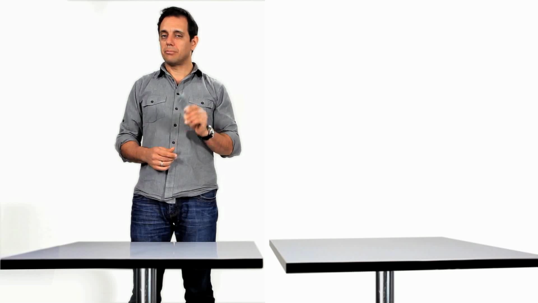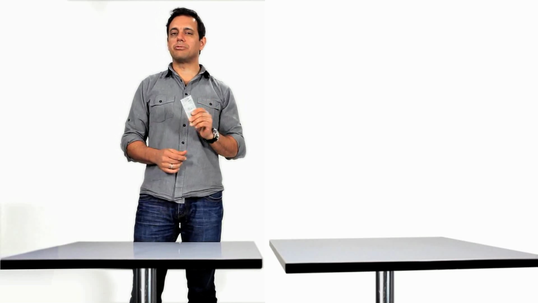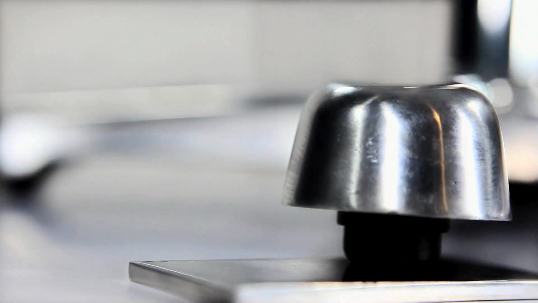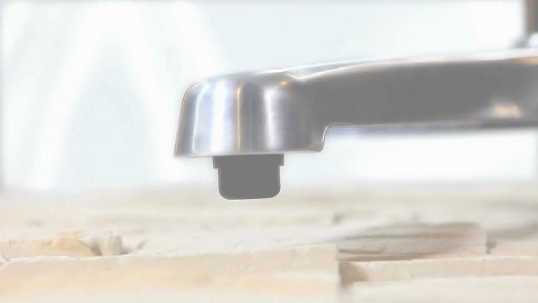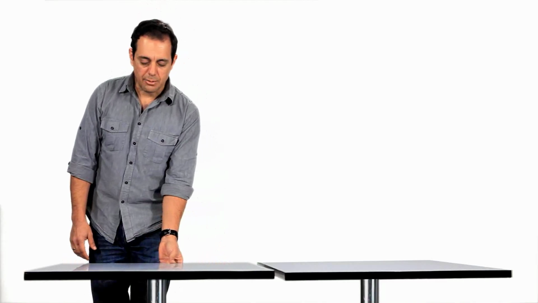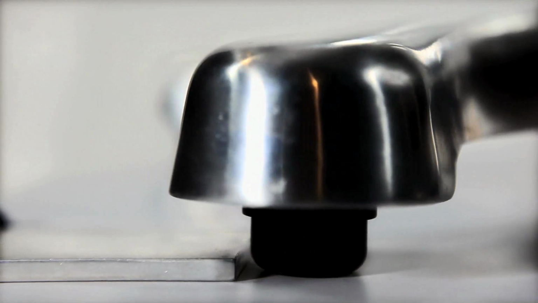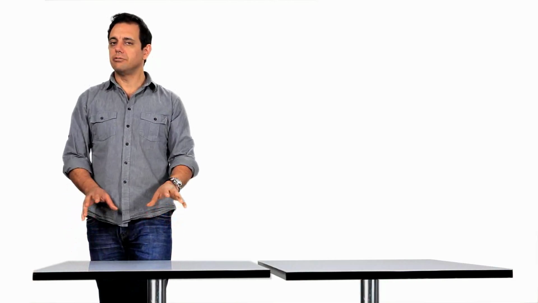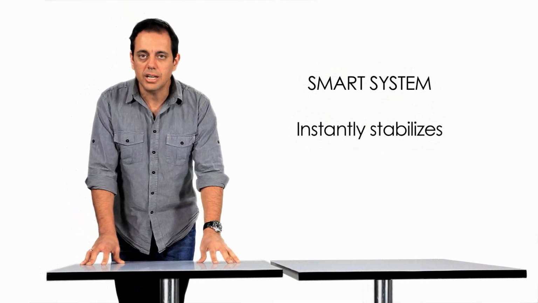Let's do the same thing, but this time on a table fitted with Flat technology. Let's see what happens now. Rock solid. Flat is always on, constantly sensing and adjusting to the surface below. Now if I slide the table off the chalk, the smart system senses the change in environment below and stabilizes instantly.